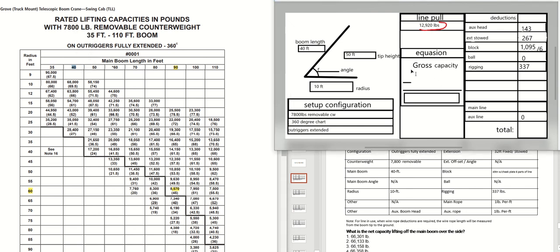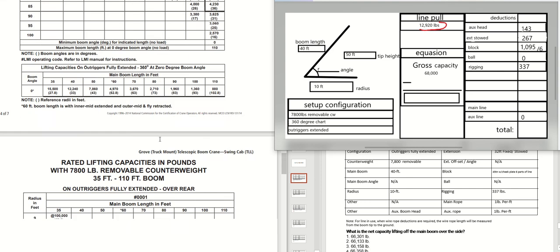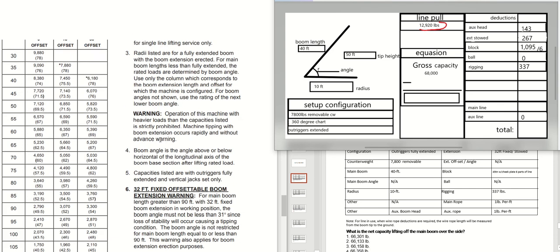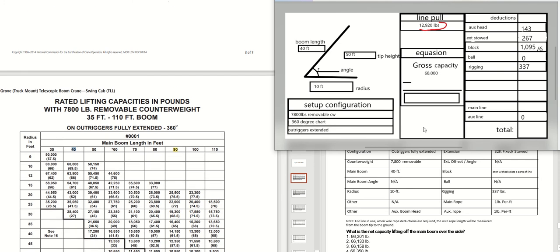So we're under gross capacity, we're going to put 68,000. And we'll make that a little bit bigger so you guys can see it a little better. Put that right in the middle here. So 68,000 is our gross capacity. All right, so now we're done with this load chart. That's the last page that we need to find for a load chart in order to find our net capacity.